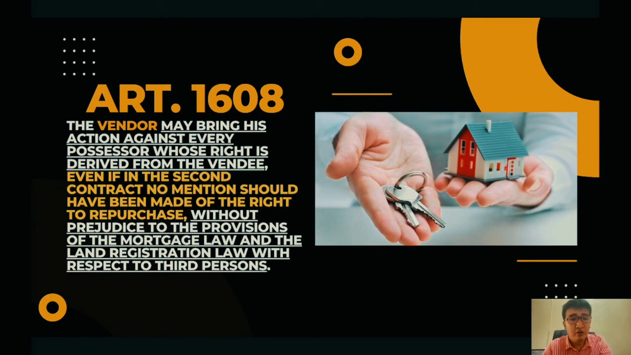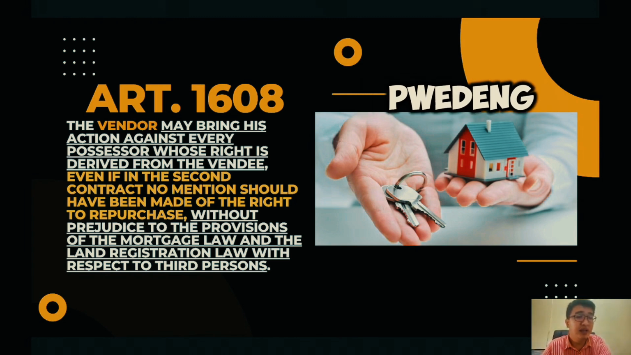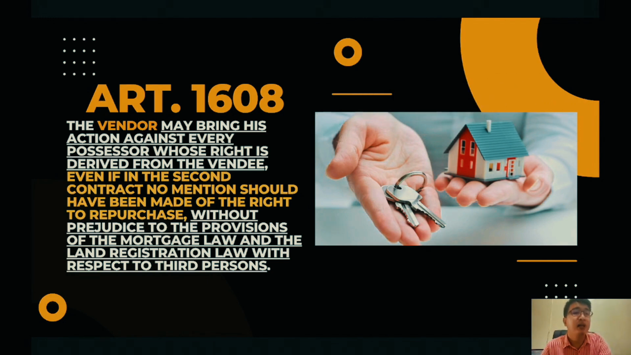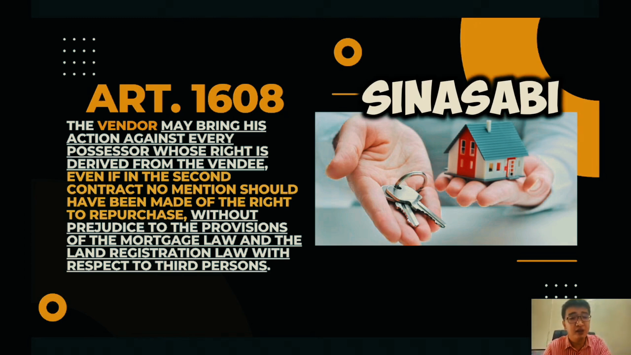Article 1608, the vendor may bring his action against every possessor whose right is derived from the vendee. Meaning, dyan pa lang muna tayo sa una. Let's say, for example, the vendor A sold a piece of land to B, pacto de retro. Ang agreement nila is he can redeem that within 10 years. So, gamitin natin yung 10 years. On the third year, B resold the property to C. On the fifth year, C resold the property to D. Basta within 10 years, pwedeng i-redeem yan ni vendor kahit pa hindi na kay original buyer. Basta na-derive nila yung ownership or yung right nila kay buyer, pwede niyang i-redeem yan as long as within the 10 years. Yun yung sinasabi ni 1608.